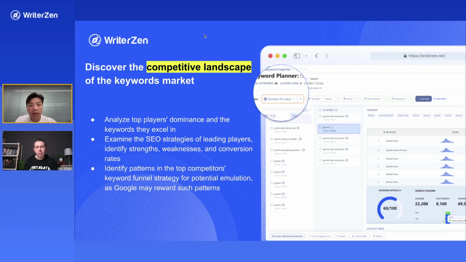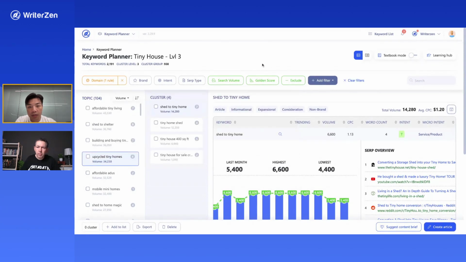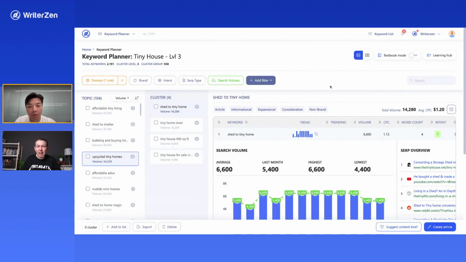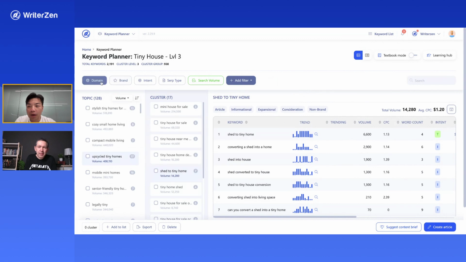To do that, let's just go into Keyword Planner here. Again we have a list of keywords, tiny house level three. We have 2,191 keywords. It's roughly a market of 5 million searches, which again is a huge market. I'm not sure why not a lot of people are actually doing this market. It's insane, you know.